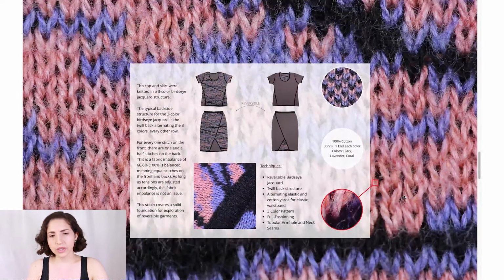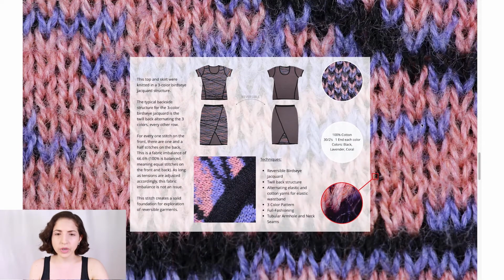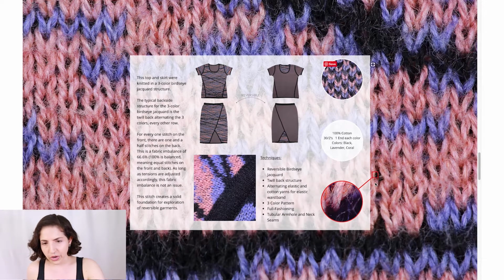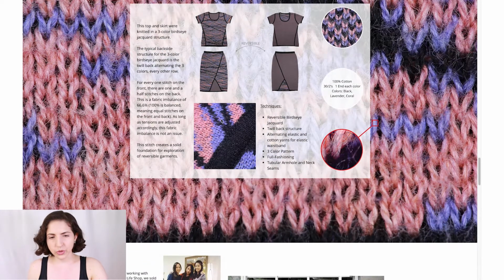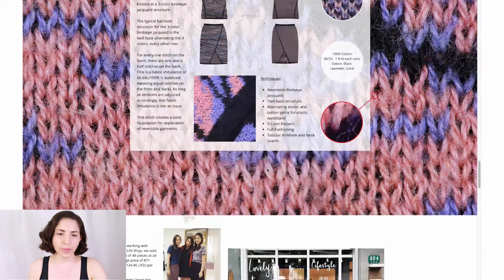And then we go here. The background is a close-up of the finished fabric. This circle is the back of the fabric. It's like that bird's eye jacquard back. This is the fabric content and details, and this is a very close-up of the yarn. And then here, these are the actual garments laid flat, and a close-up here of the tubular seams. And then I just have a list of techniques that were used.